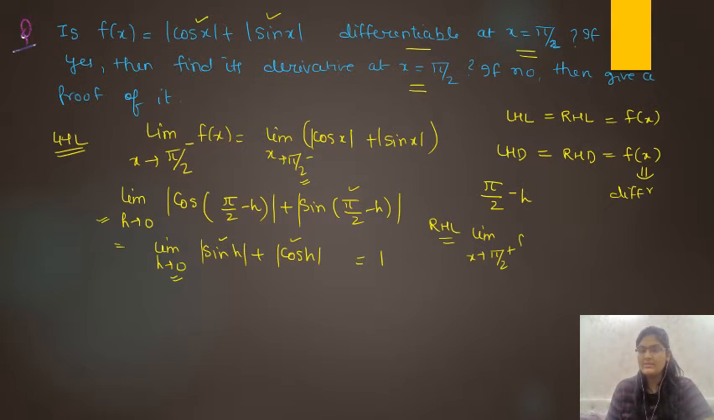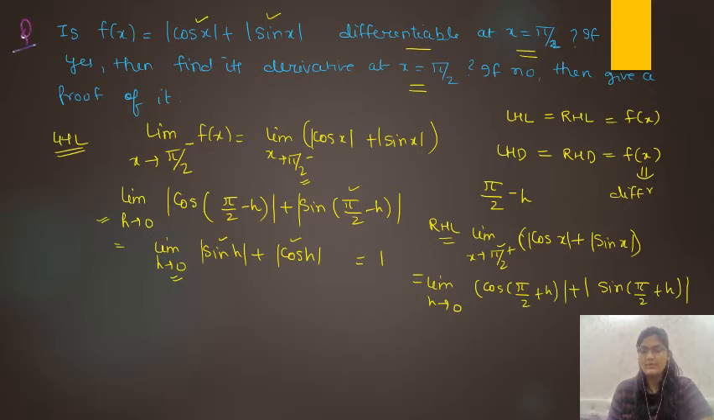Now for the right hand limit, similarly you will put limit x tends to pi by 2 plus, correct? And then f(x), which is |cos x + sin x|, in modulus form. Now again in a similar way, h tends to 0, and because it is pi by 2 plus, you will put cos(pi/2 + h) plus sin(pi/2 + h), and the modulus of course.